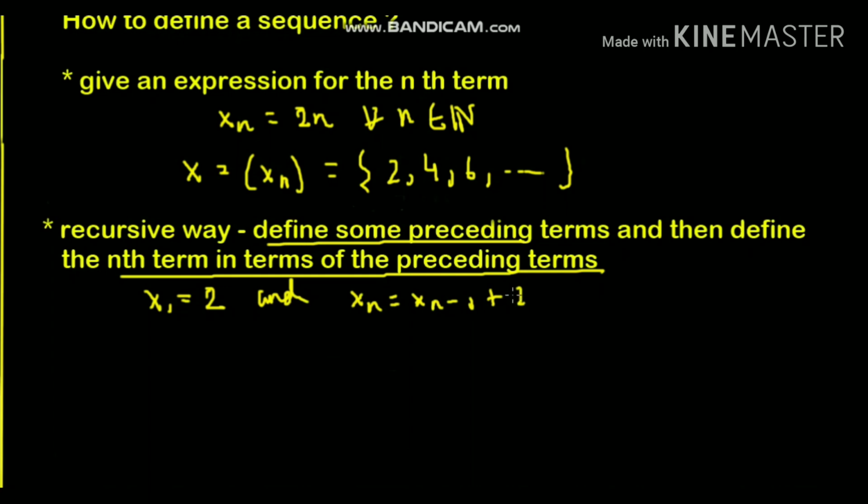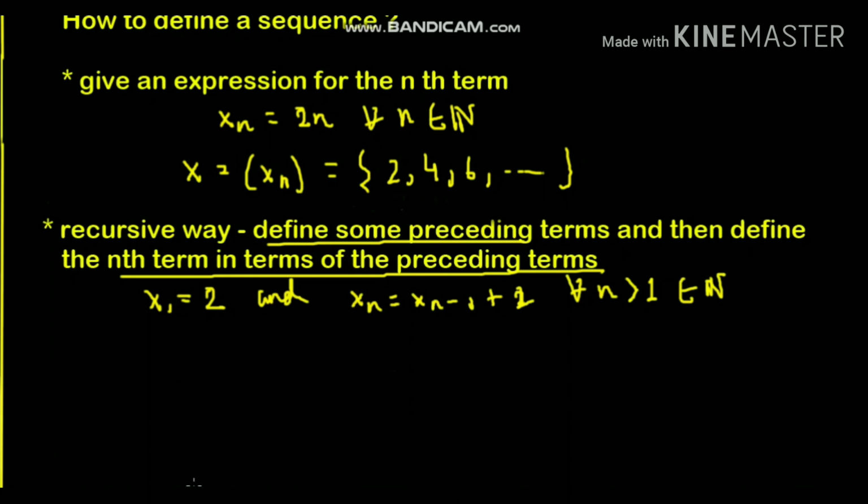Now, look at it carefully. Where should n start from? If n is equal to 1, then x of 0 will come. Then x of 0 is undefined because I don't know what x of 0 is. So n should be greater than 1 for x of n to satisfy this condition. And obviously it belongs to the natural numbers.